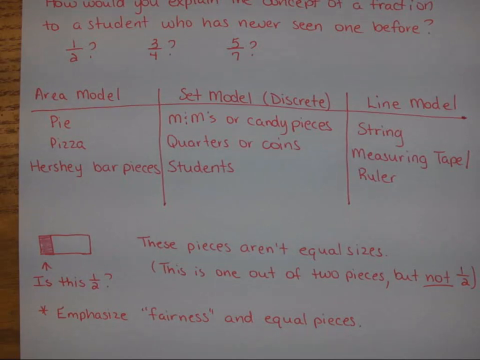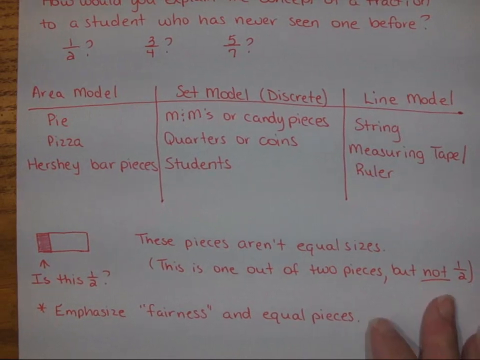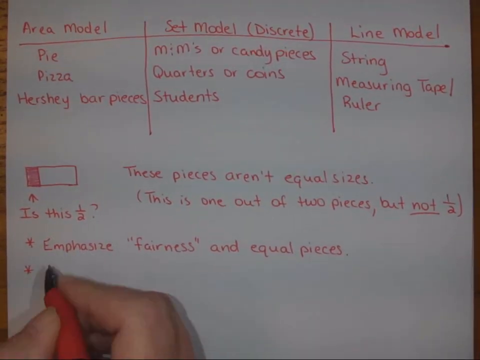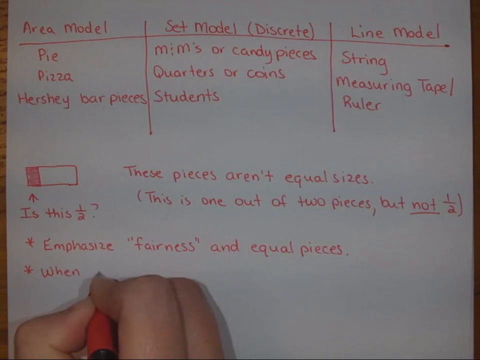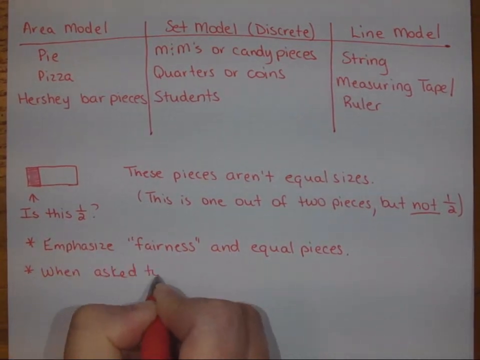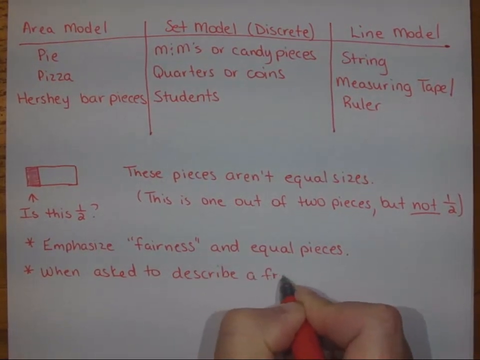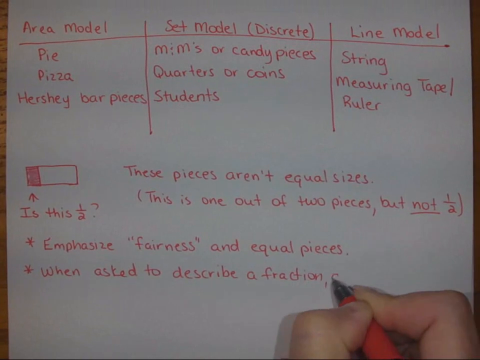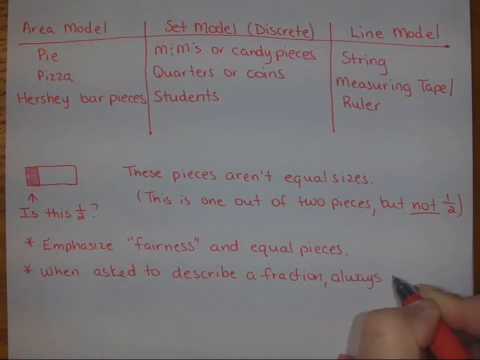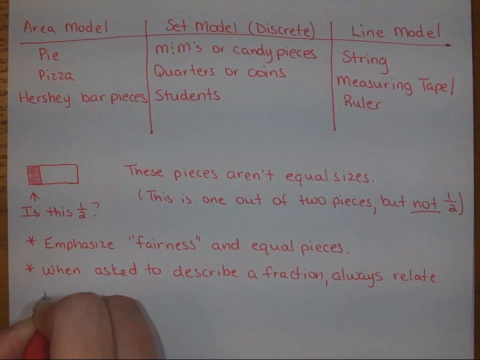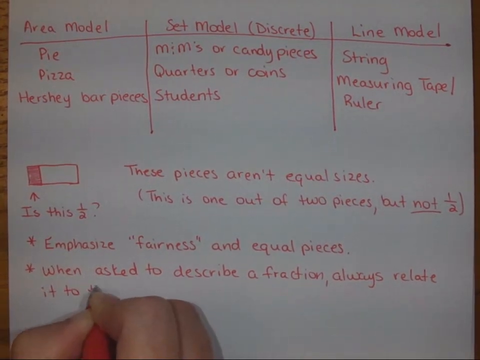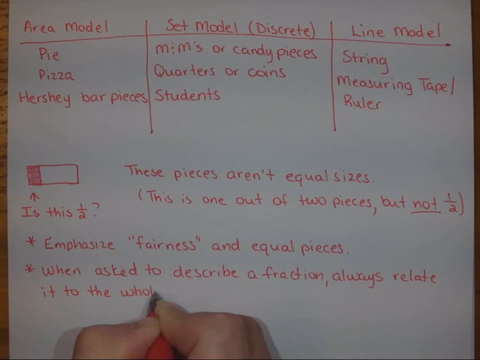If they are an area, we want to make sure that area is of equal size. If it's a set, we want to make sure the set, little subgroups or groups are of equal size. And if it's a line model, we want to make sure that line is of equal size as well. And something else that'll help you as we go through some of these manipulatives is when asked to describe a fraction, always relate it back to the whole when possible. So that's going to help you when you are teaching maybe more difficult fraction concepts.